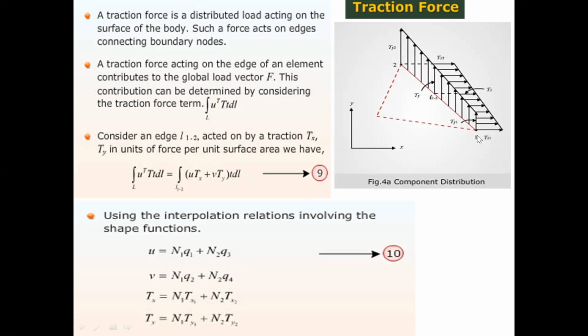So here displacement horizontal is q1, here is q3. So u is n1 q1 plus n2 q3. Similarly, vertical direction, v is here n1 and q2 is a displacement. And here n2 is a shape function and q4 is a displacement. The same way, tx and ty you can write: tx at node 1, n1 tx1 plus n2 tx2.